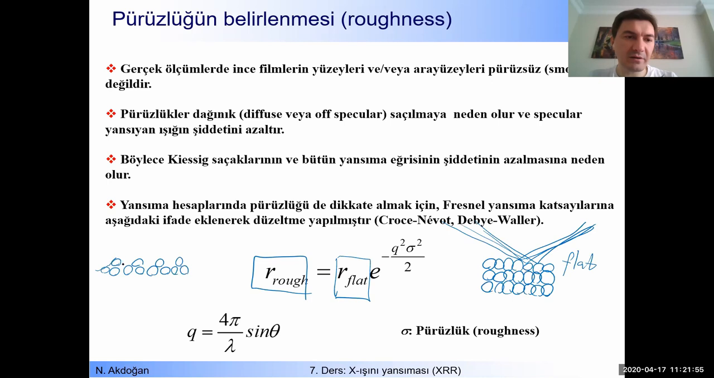What do you see here? That the surface of the material is like this, not flat. Here we have a very flat surface, but here the surface is very rough. Then you send X-rays, and they go like this. Okay.